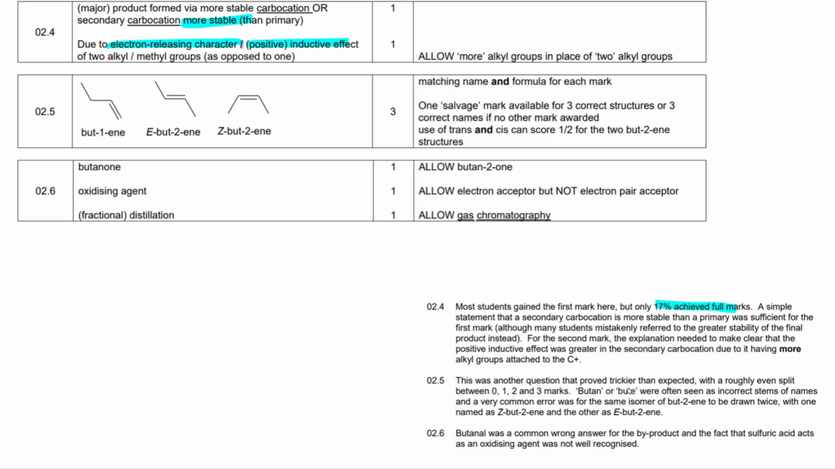Right, what do we have here? This was another question that proved trickier than expected, with a roughly even split between 0, 1, 2, and 3 marks. Butan or bute were often seen as incorrect stems of names, and a very common error was for the same isomer of butene to be drawn twice, with one named as Z-butene. And okay, that's just a mistake, I guess, poor guys.